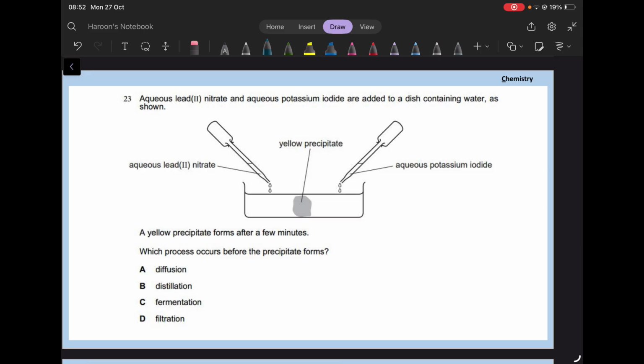Aqueous lead nitrate and aqueous potassium iodide are added to a dish containing water as shown. A yellow precipitate forms after a few minutes. Which process occurs before this precipitate forms? Of course, this would spread out. Because this is spreading out, this would be movement of particles from a region of high concentration. Basically, from this yellow region, they will move around and spread even if we give it enough time. So this would definitely be diffusion.